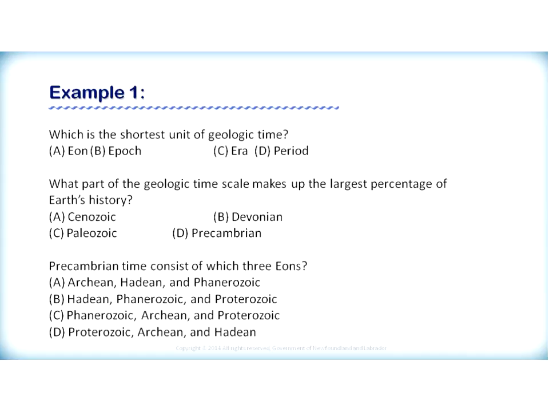Let's have a look at some examples. Example number 1 reads, which is the shortest unit of geologic time? So as we just discussed in previous slides, the geologic time is divided into largest divisions to smallest divisions. The largest division will be the eon, which is made up of eras, which is made up of periods, followed by epochs. So to answer the question, A would be epoch.